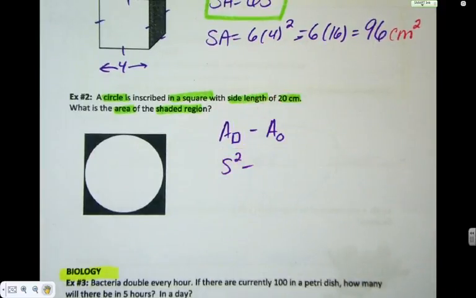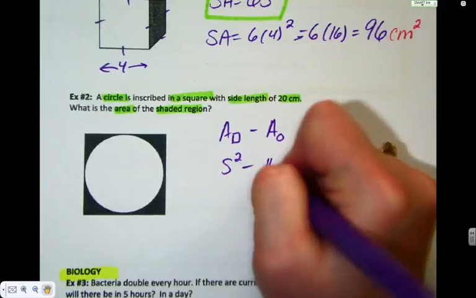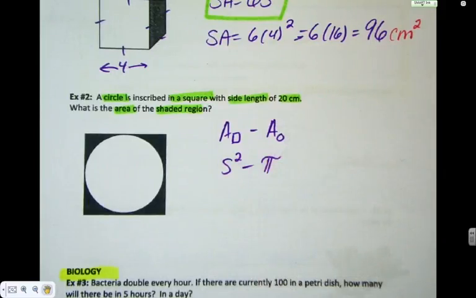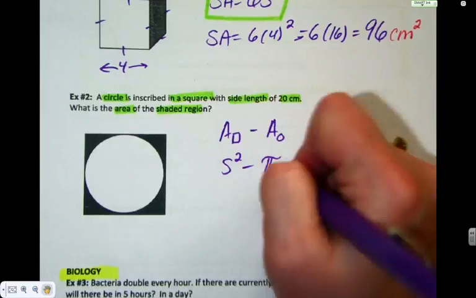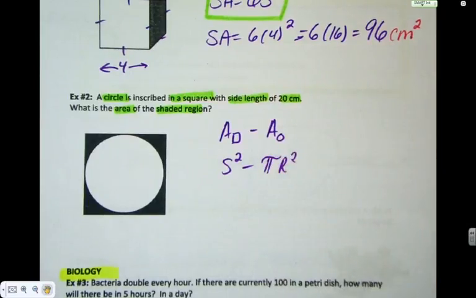Formula for area of a circle. You need to know this. It's something with pi because it's a circle. Pi r squared. High five to you. Pi r squared. Grade 7.